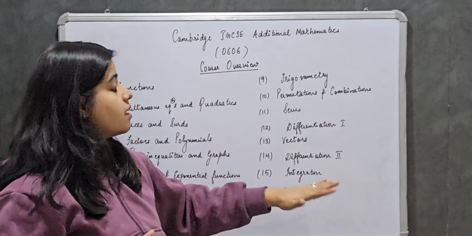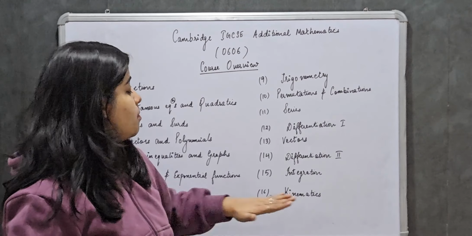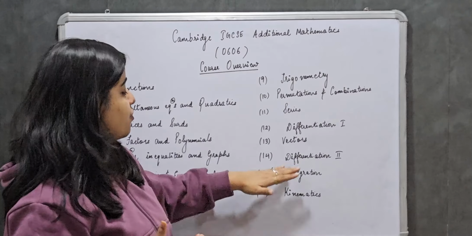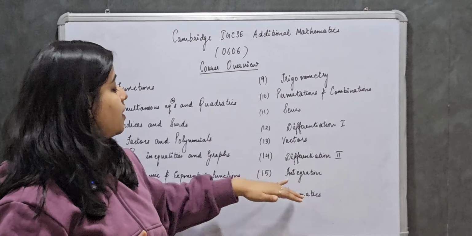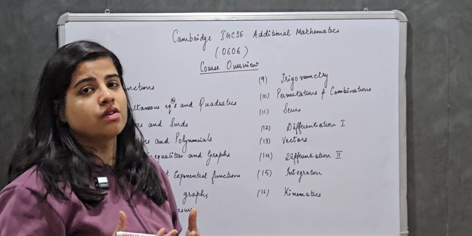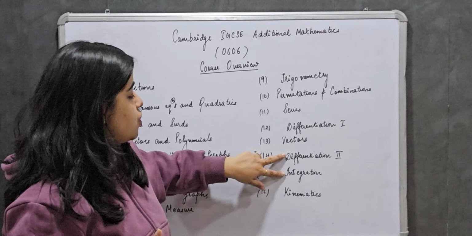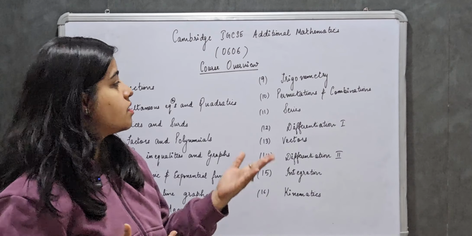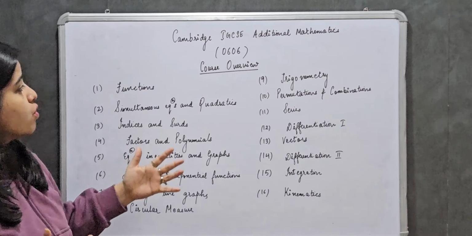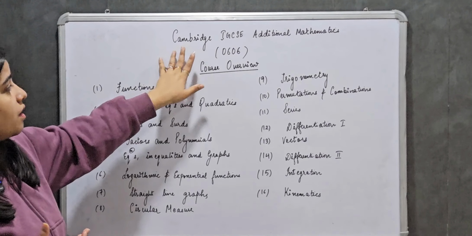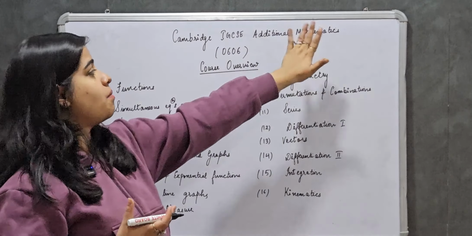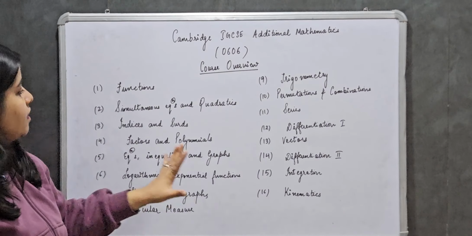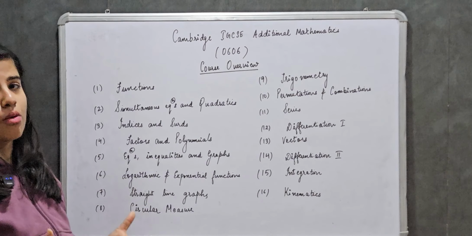The last topic is kinematics. In kinematics, there are two subtopics: differentiation in kinematics and integration in kinematics, the application of these two in kinematics. We'll learn about that. This is just a basic overview of the course which we are going to study under this Cambridge IGCSE Additional Maths, whose code is 0606. We'll cover all these topics broadly and in detail.